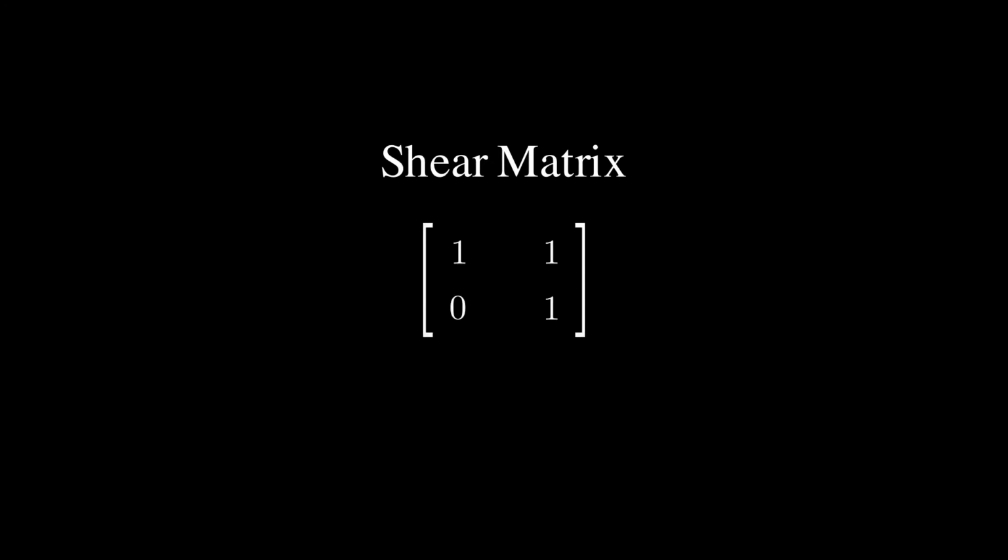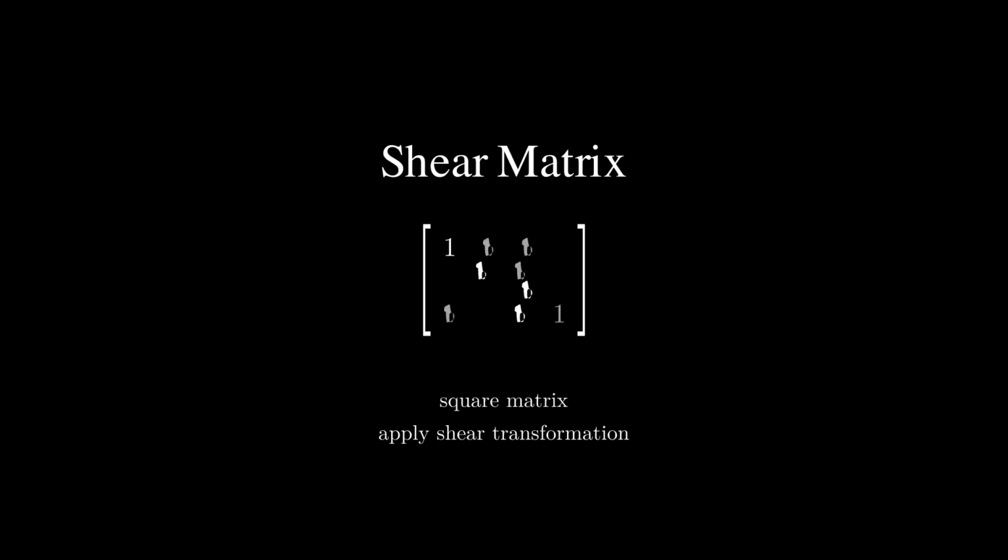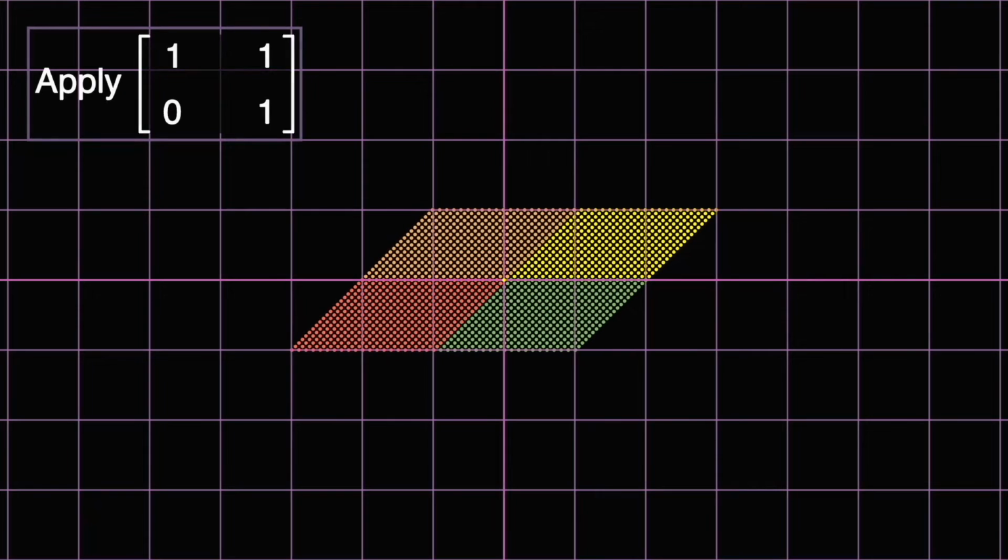Continued from part 1, we have the shear matrix, which is a matrix that produces a shear transformation. But what is a shear transformation? Turns out it's not the easiest to describe verbally, so you have to see it for yourself. The matrix [[1, 1], [0, 1]] is a shear matrix, and this is what it does.